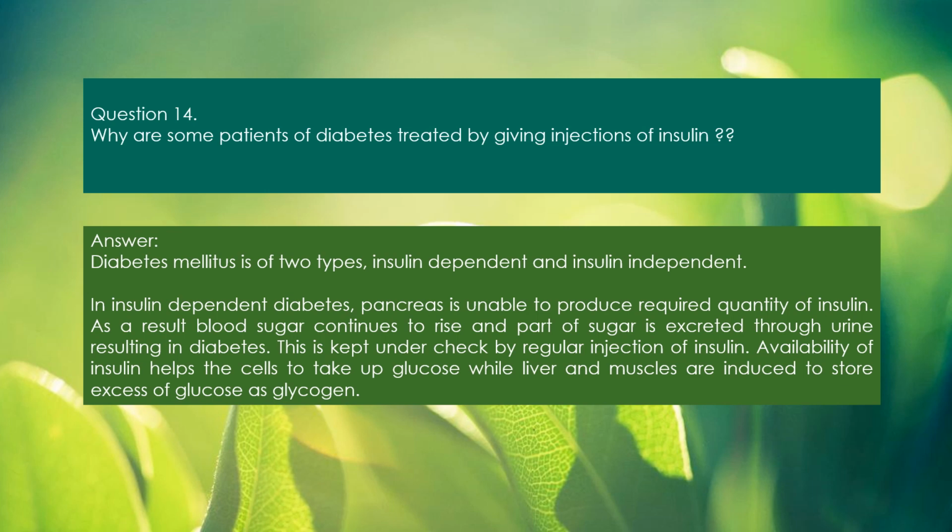So this needs to be kept in check, for which regular injections of insulin or tablets of insulin are given. So availability of the insulin helps the cells to take up the glucose, and also it helps the liver and muscles to store the excess glucose as glycogen.